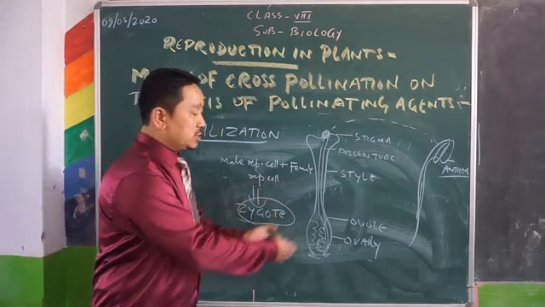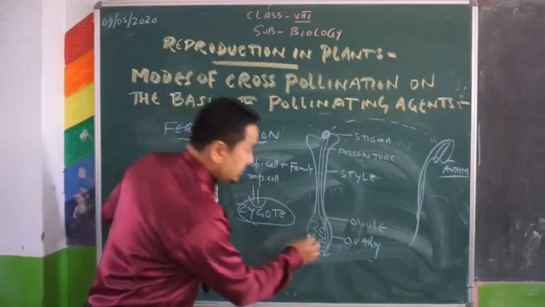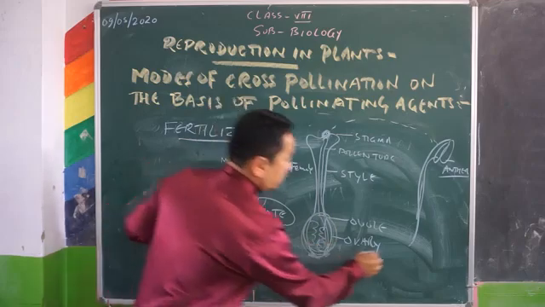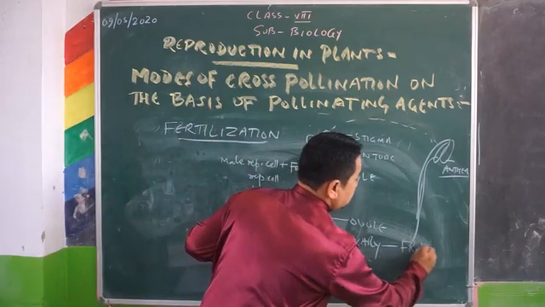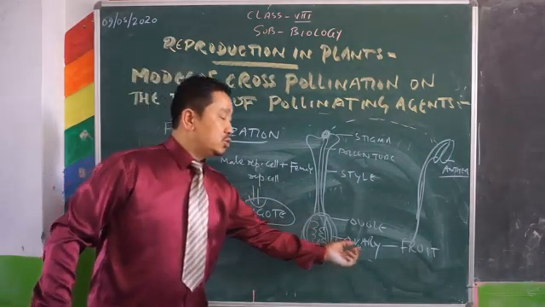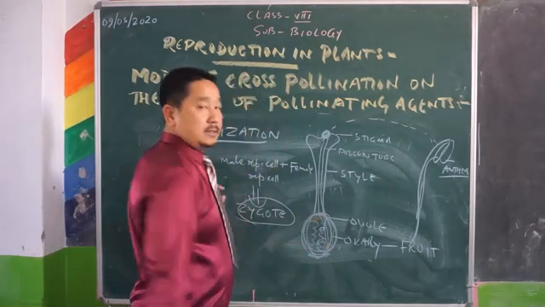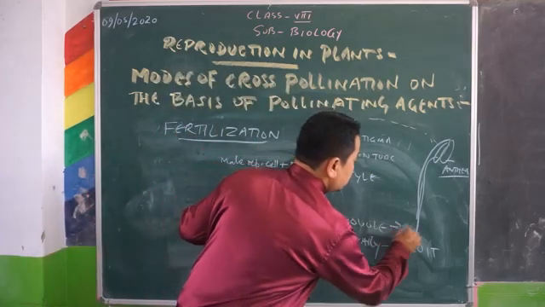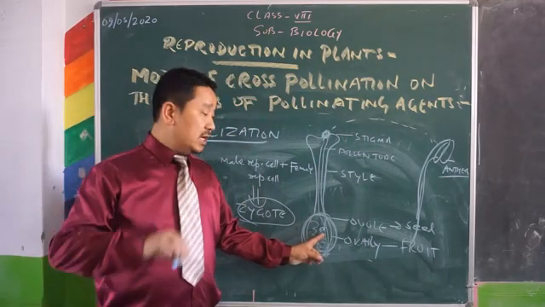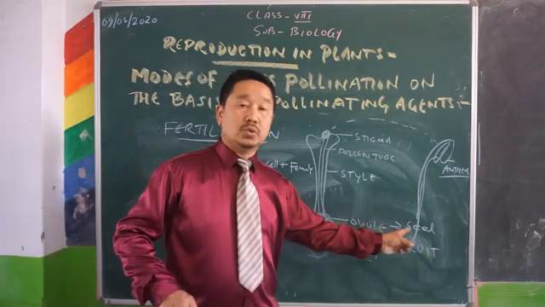Okay, then what happens? Slowly it grows and grows and grows. Then all this part maybe will fall off, and this portion which is called ovary, this entire ovary will develop into a fruit. Now see, this ovary after the fertilization develops into a fruit, and the ovule which is inside develops into a seed. Now see, remember, that's very important. Ovary after the fertilization develops into a fruit, and ovule after the fertilization develops into a seed.